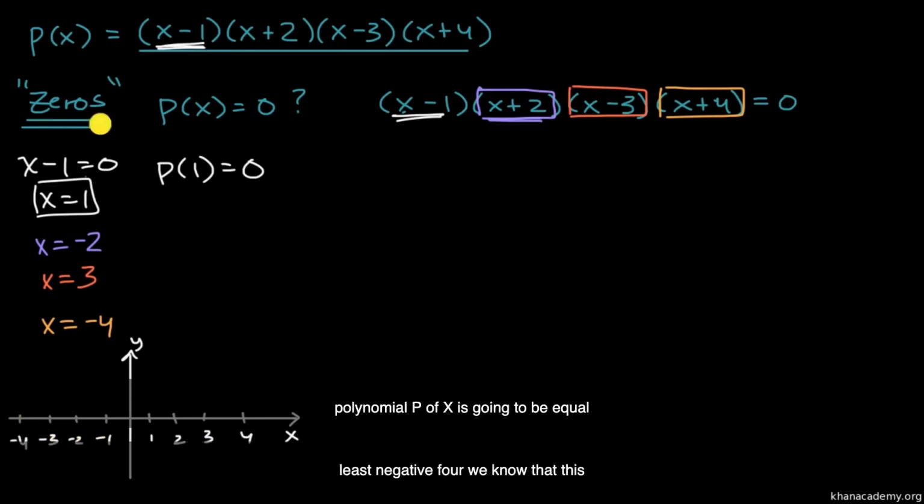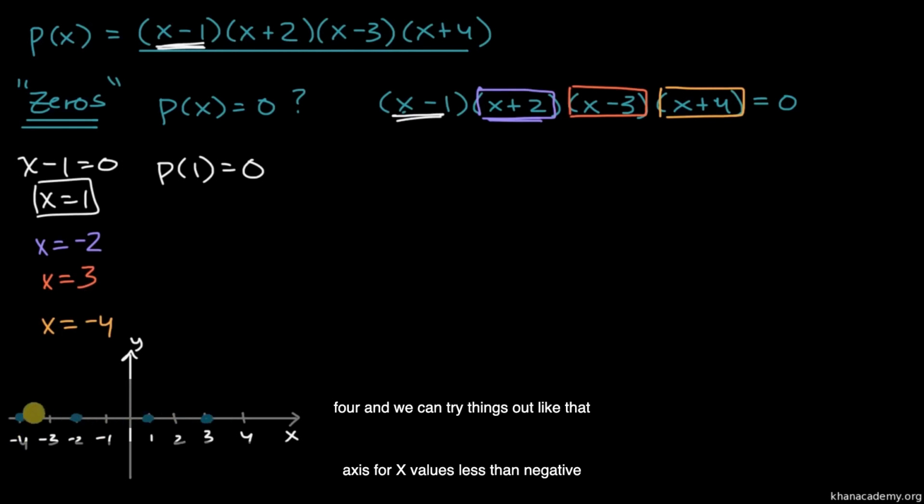We know that this polynomial, p of x, is going to be equal to 0 at x equals 1. So it's going to intersect the x-axis right there. It's going to be equal to 0 at x equals negative 2, so right over there. At x equals 3, right over there. And x equals negative 4. Now, we don't know exactly what the graph looks like just based on this. We could try out some values on either side to figure out, hey, is it above the x-axis or below the x-axis for x values less than negative 4?